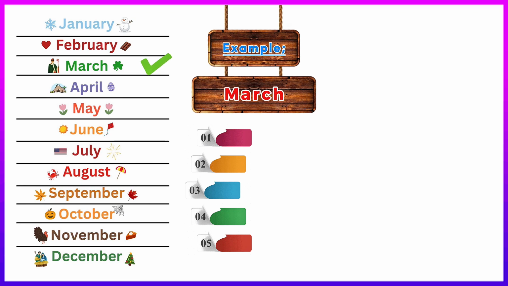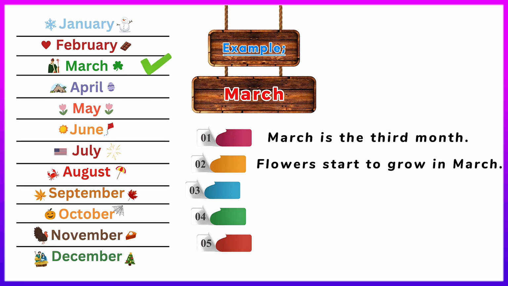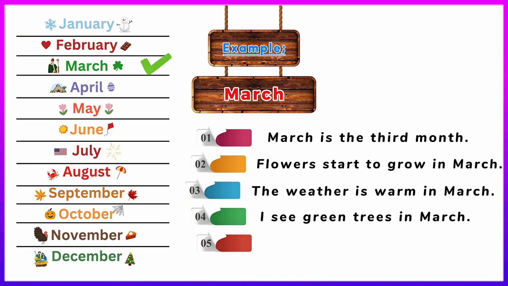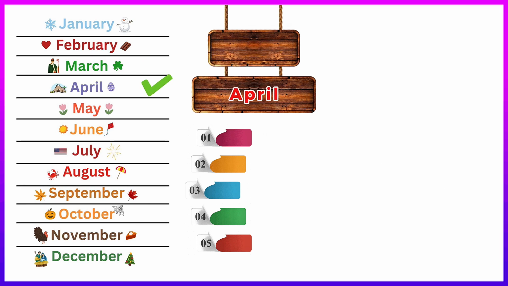March. Example: March. March is the third month. Flowers start to grow in March. The weather is warm in March. I see green trees in March. March comes after February.